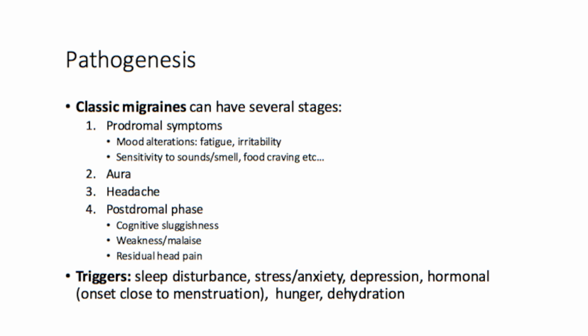In addition to that, classic migraines have several stages. So there's a prodromal phase where there are mood alterations, patients may be feeling fatigue or may be irritable, and might be associated with sensitivity to sound, smell, and cravings of certain food. The second stage is where the patients experience the aura. This is followed by the headache, and finally the postdromal phase where there might be cognitive sluggishness, weakness, malaise, and residual head pain.